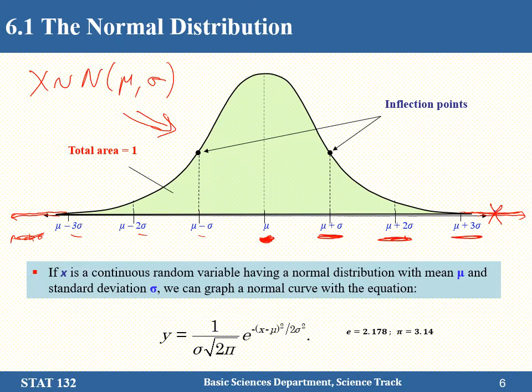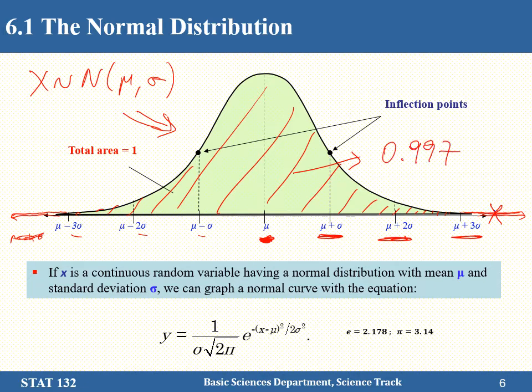One reason for this is the normal curve behaves exactly like this. The total area between mu plus 3 sigma and mu minus 3 sigma is almost 1, it's 0.997. The rest is very, very small. In terms of area, the total is 0.003.